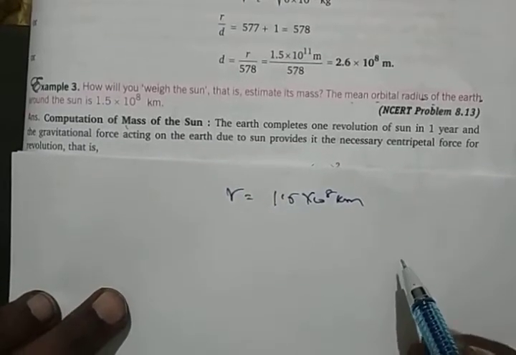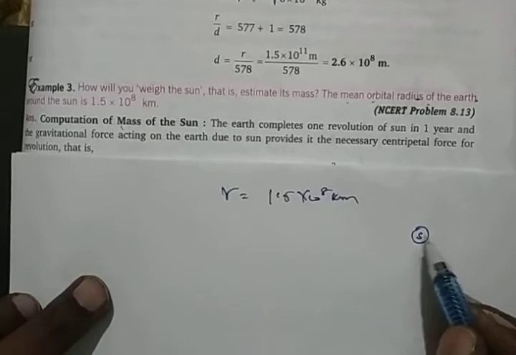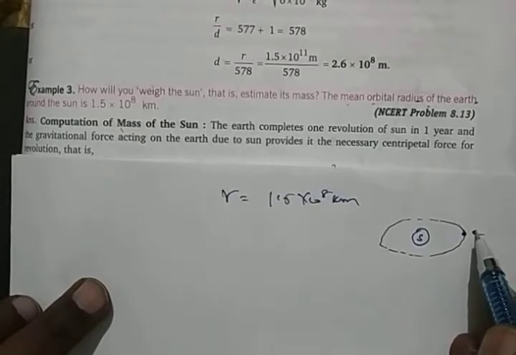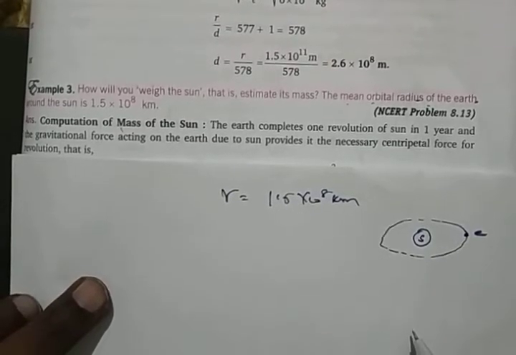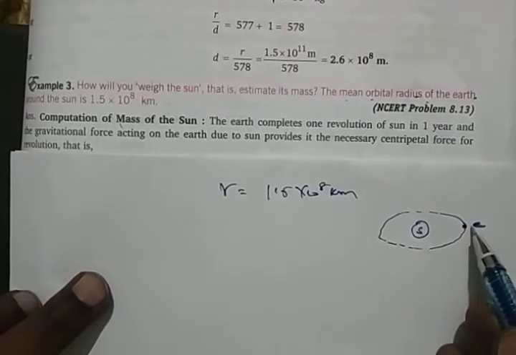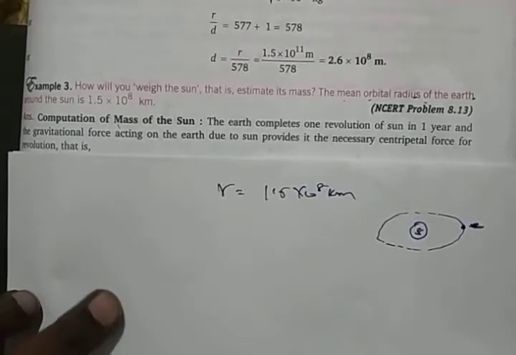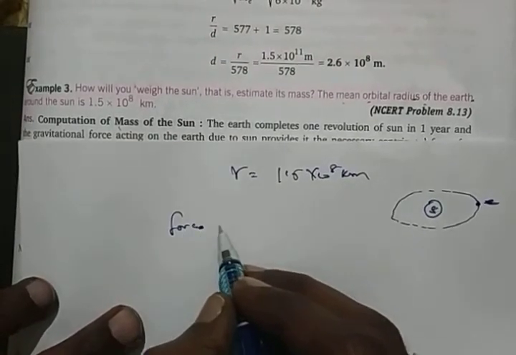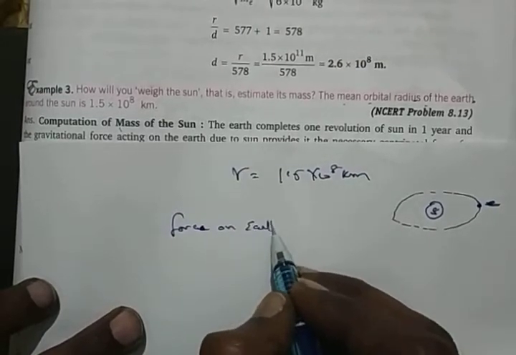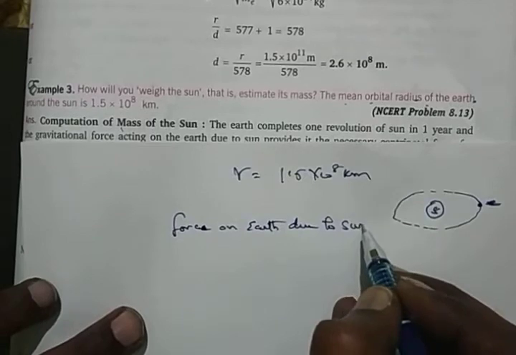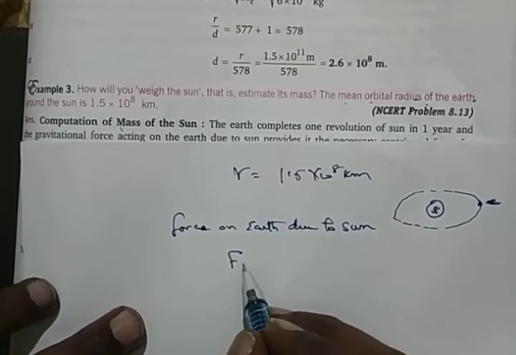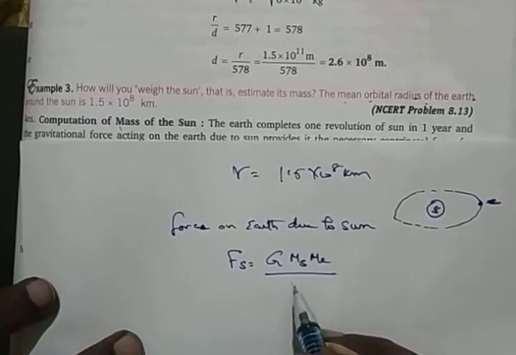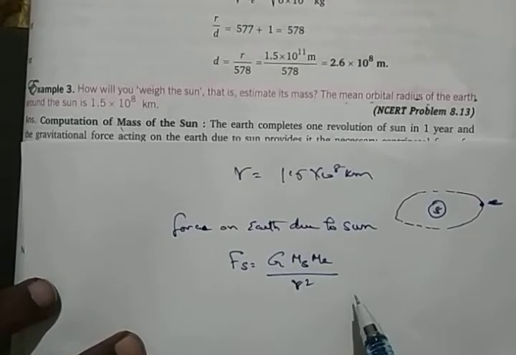So you are going to weigh the Sun. Sun, you need to weigh it, and Earth is in an orbit. It is going around this orbit. This is Earth. So what you can do is you can try to compare these two things. Okay, now once you do the force on Earth due to Sun, force Fs is going to be equal to G, mass of Sun, mass of Earth, over R the whole square.